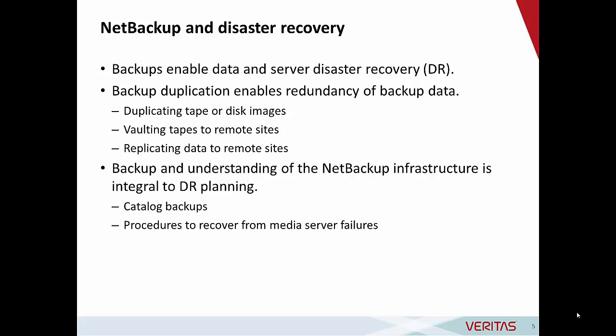So we make sure that part of my DR strategy is moving copies of my data to an off-site location, which could be done by a number of methods: by vaulting of tapes, by replication, or other disk-to-disk duplication. Then I also make sure that my disaster recovery strategy incorporates plans for recovering the NetBackup infrastructure, either by using catalog backups or by using other methods, such as catalog replication.